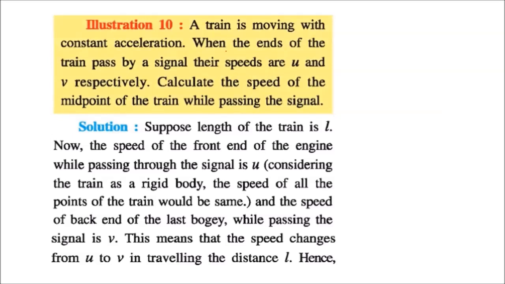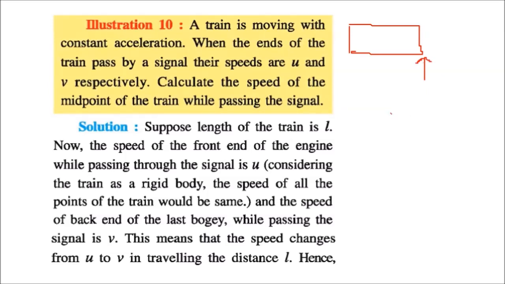A train is moving with constant acceleration. When the ends of the train pass by a signal, their speeds are u and v. Calculate the speed of the midpoint of the train while passing the signal. So the scenario is like this. This is a train and this is the signal. It is starting from here.